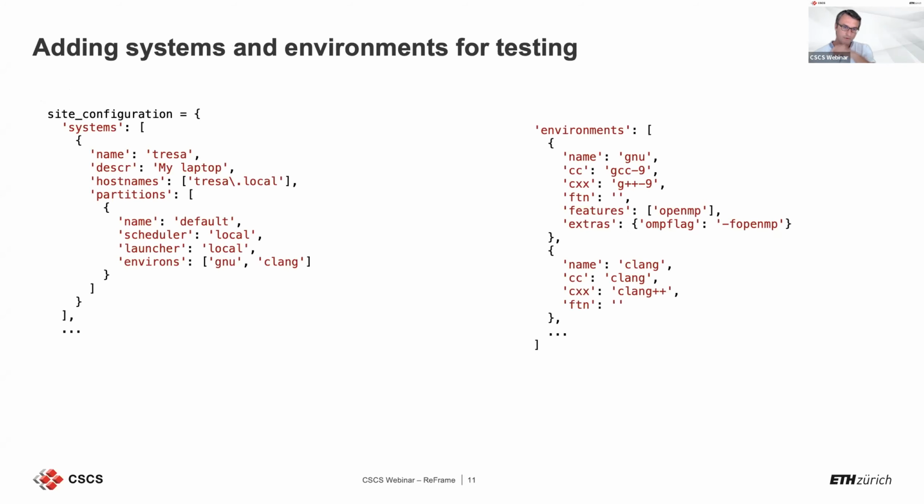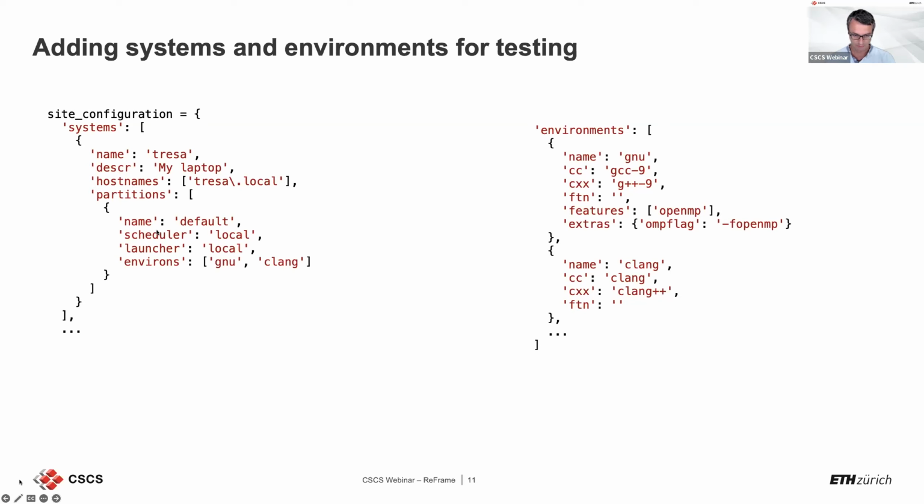So here, for example, is a configuration that I used in the demo for my laptop. Basically, you define what's called the site configuration, which is a big JSON dictionary with sections in it. I'm not going to go into all the details, but essentially you define systems, and in the system, you have an attribute called hostnames, which is a list of valid host names that ReFrame will try to match, to identify which configuration entry to load when it runs on the system.